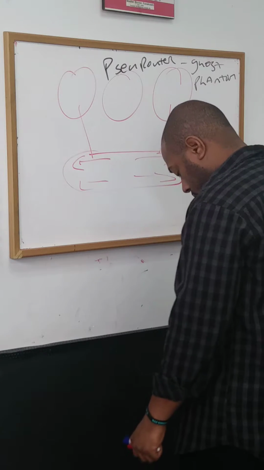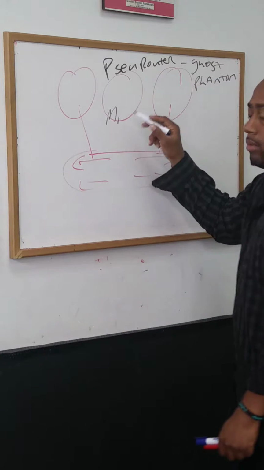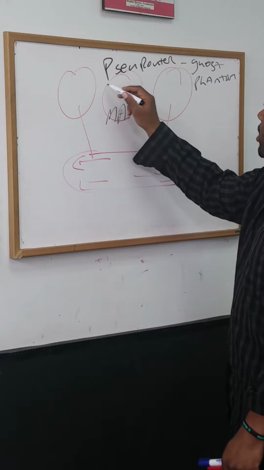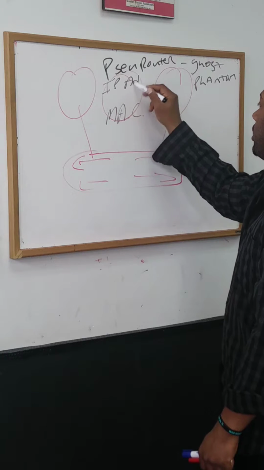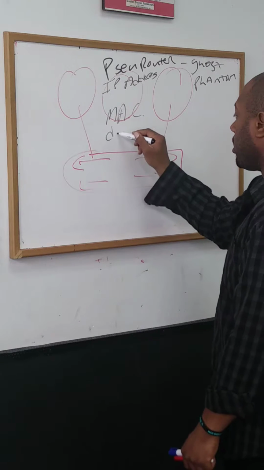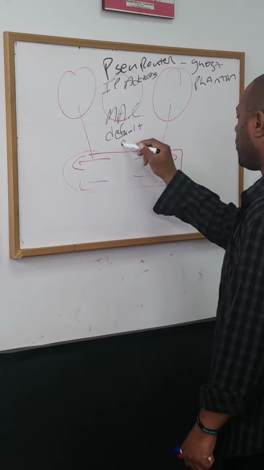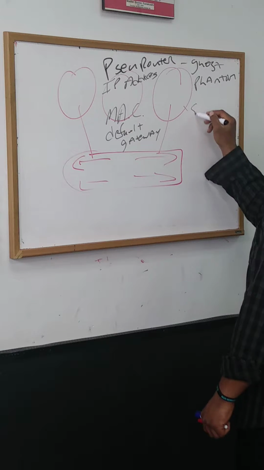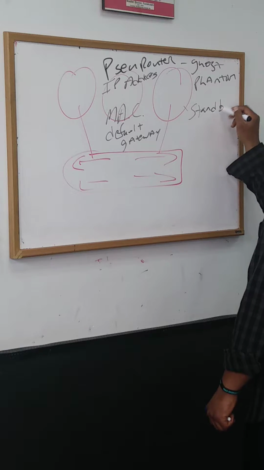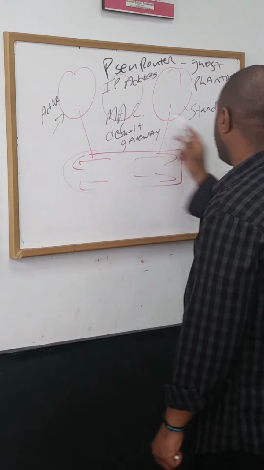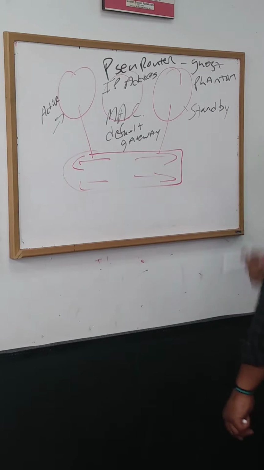That router is going to have a MAC address and an IP address. That IP address and MAC address are going to be the default gateway for your network. This router here would be in standby mode, and this router here would be in active mode. This is active, this is standby.